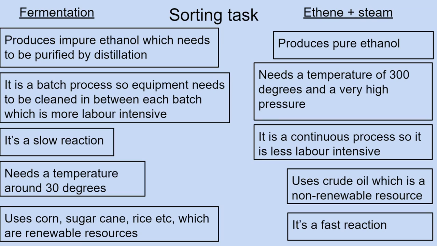Now, fermentation is a batch process. That means you do the reaction on a certain amount of produce in your reaction vessel. You get your ethanol, you take it away, you clean all your equipment, and then you do it again in another batch. Okay, that is more labour intensive, so that's going to cost you money in terms of wages. Okay, it's also going to take more electricity to clean out your equipment, to stop the process. You're going to waste time for the cleaning as well.